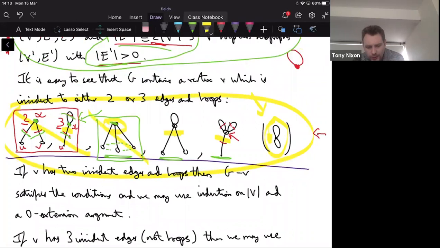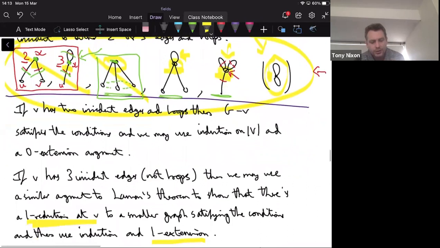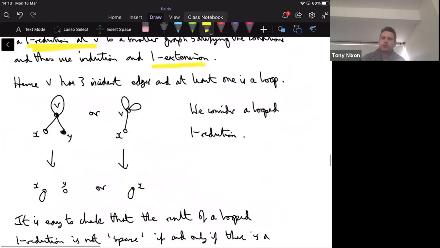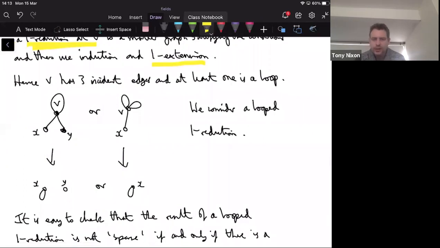so we're left with the case where our vertex with three incident edges is incident to a loop. It's either incident to one loop or to two loops. Okay, and if it's one loop, it's two simple edges. If it's two loops, it's one simple edge. Okay, so this one, let me say it in a bit more detail.